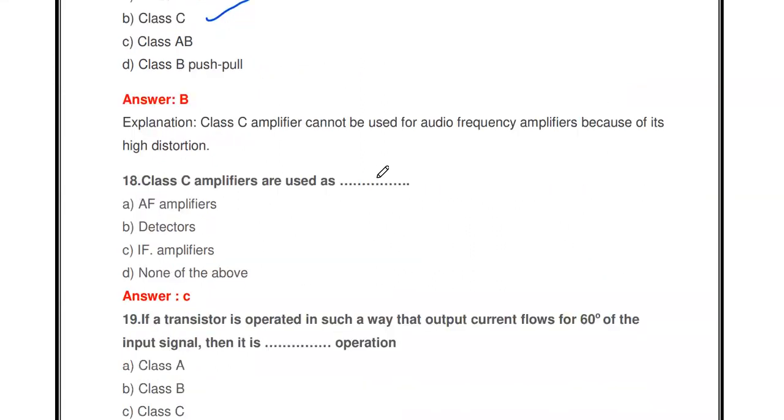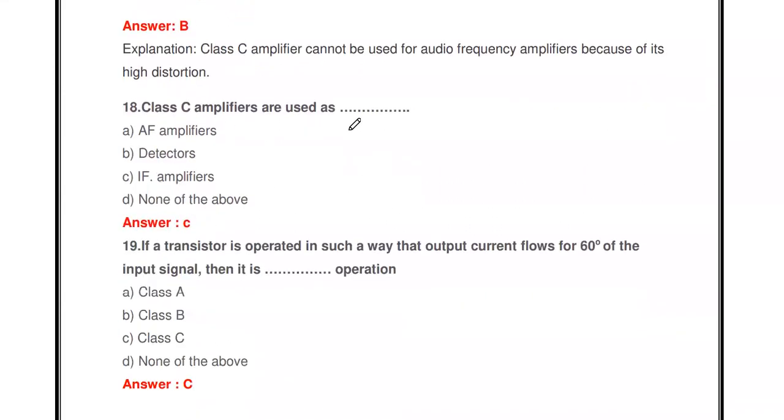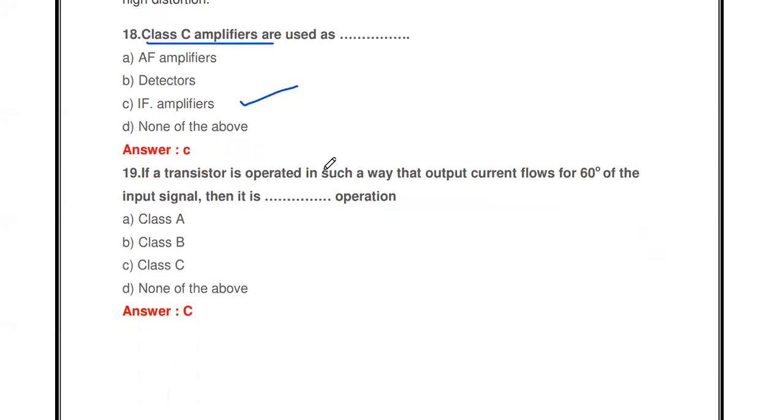Okay. Then the next question, class C amplifiers are used as dash. So the class C amplifiers are used as AF amplifier, detector, IF amplifier. The class C amplifier is mainly used as an IF, intermediate frequency, amplifier.